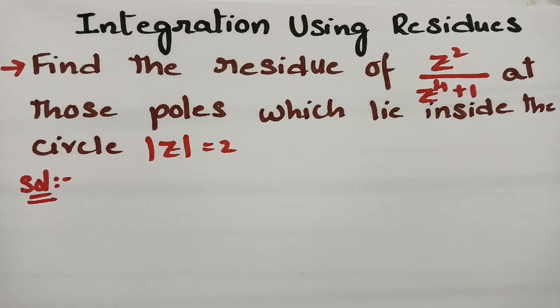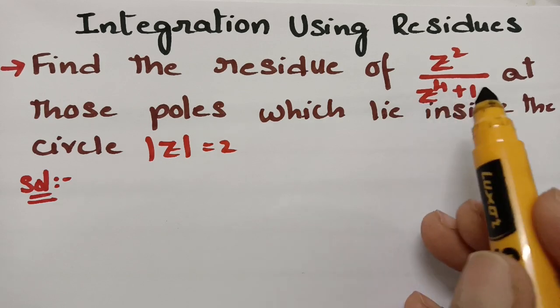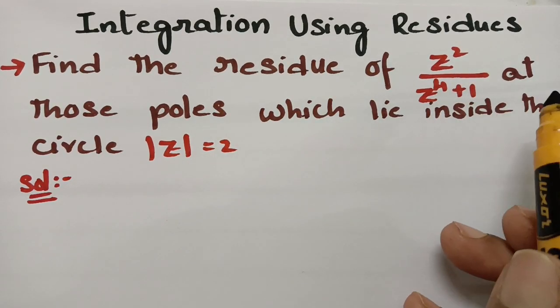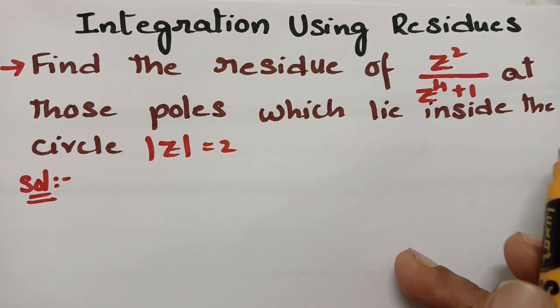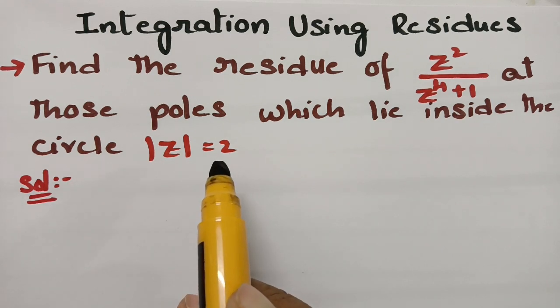Today's video is on integration using residues. In today's video, we are going to find the residue of z square by z power 4 plus 1 at those poles which lie inside the circle mod z is equal to 2.